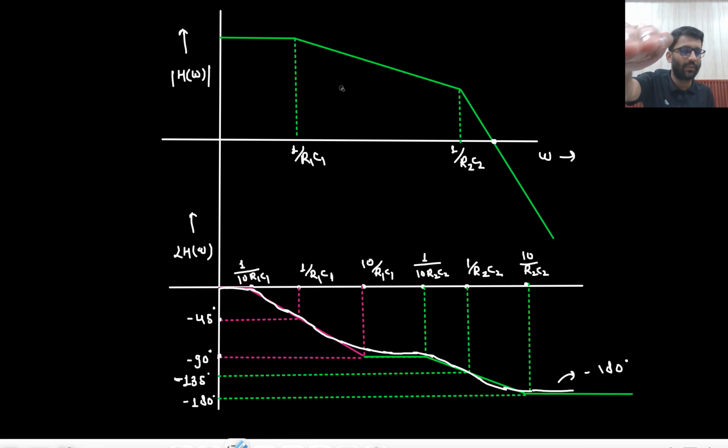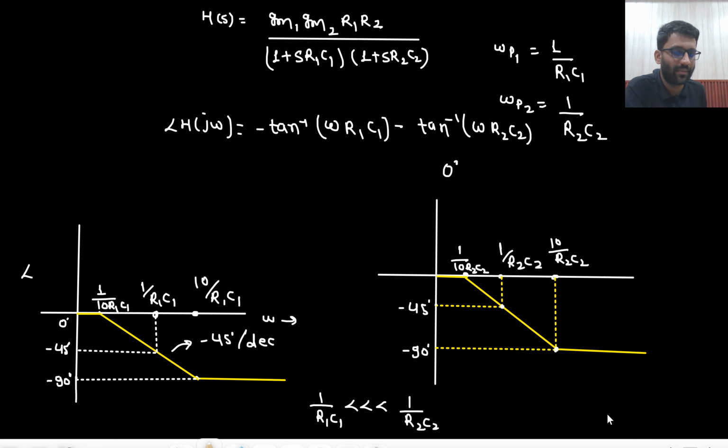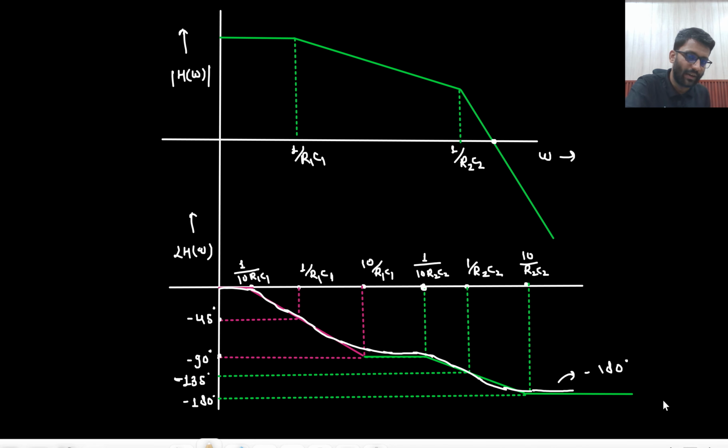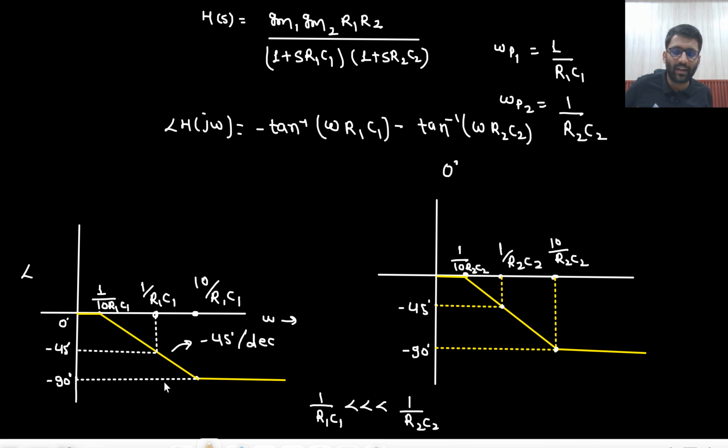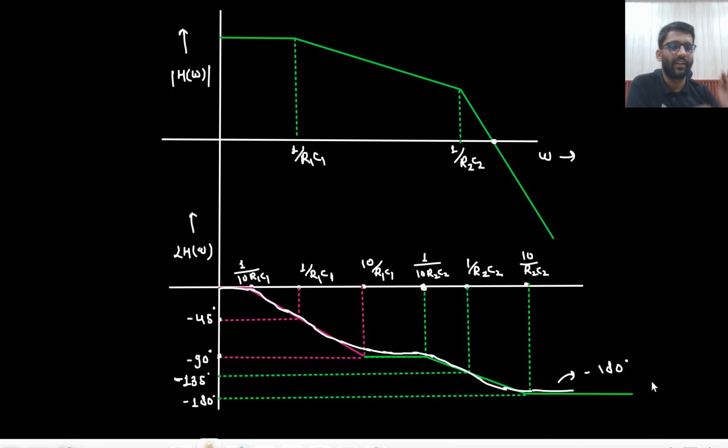This is the complete graph. This was the Bode plot, which is very easy. I hope you all have studied it. 1 by 10 R1C1, till this point nothing has occurred. Now this 1 by 10 R1C1 started coming. So minus 90 and then these negative angles will add up. And at this 10 by R1C1, you will have minus 90 degree here and minus 90 degree here. So this will be total minus 180 degree. So this is how you draw a phase plot. Okay. I hope it is clear to you.